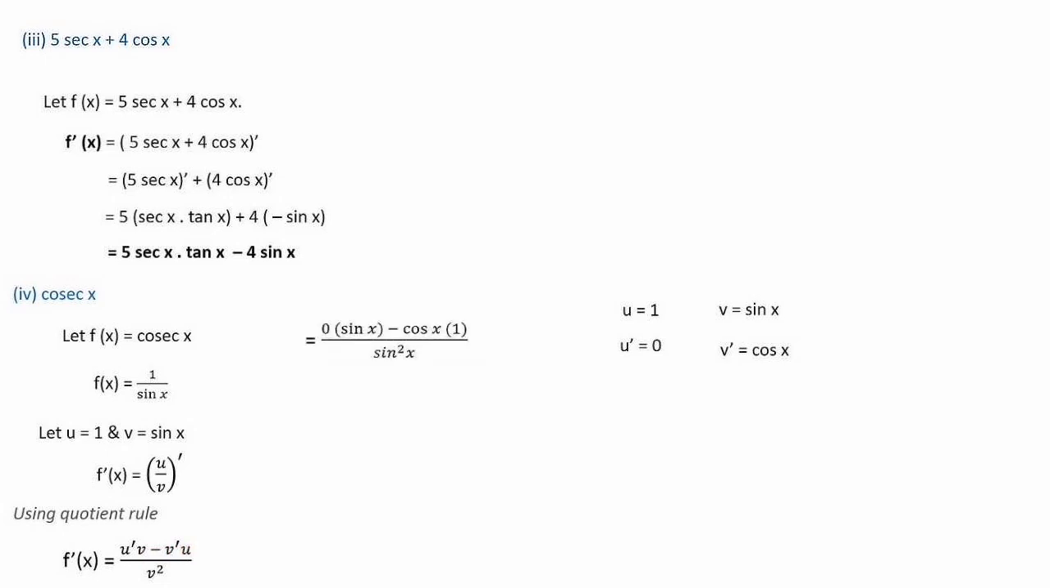So let's substitute it. u dash we know is 0 into v, which is sin x, minus v dash, which is cos x, into u, that is 1. So 0 into sin x minus cos x into 1, divided by sin square x, we have substituted. Then 0 into sin x we know is 0, cos x into 1 is cos x, so that is equal to 0 minus cos x, that is minus cos x by sin square x.